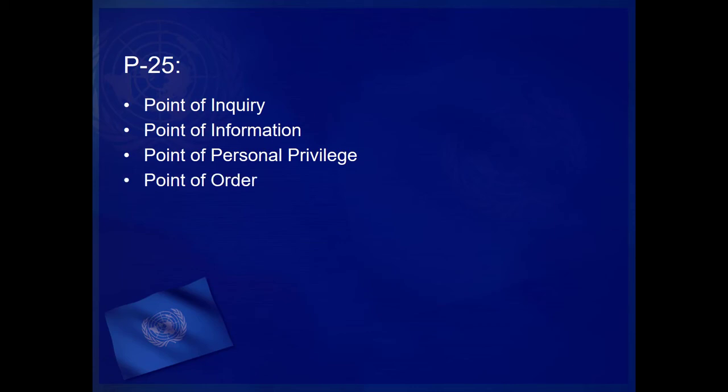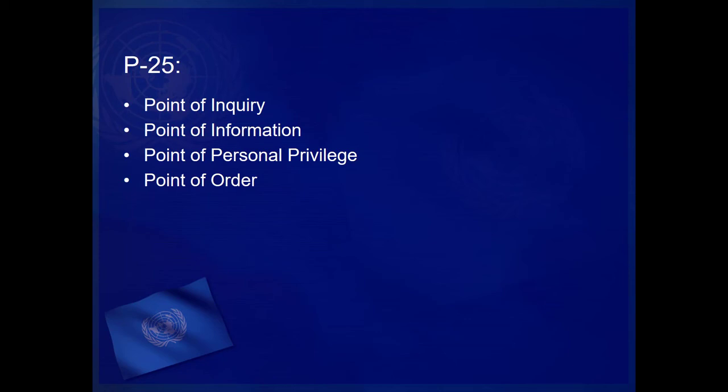Finally, a P25 point of order is used to ensure the correct application of parliamentary procedure by the body, particularly if the chair has misapplied the rules of debate. In general, I encourage delegates to remember that their chairs are also students, many of whom are chairing a meeting for the first time. The use of a P25 point of order in this context should generally be avoided unless the decision of the chair is actively undermining the will of the body.